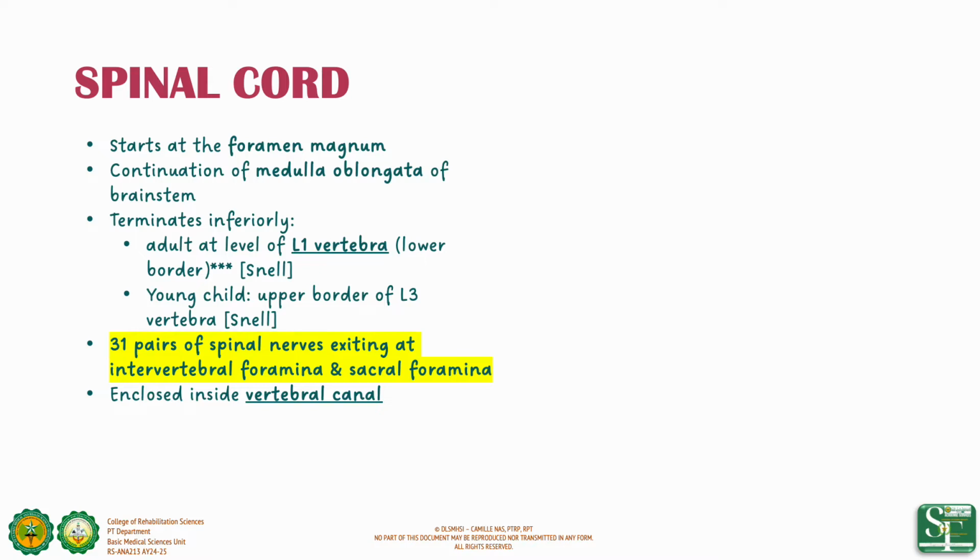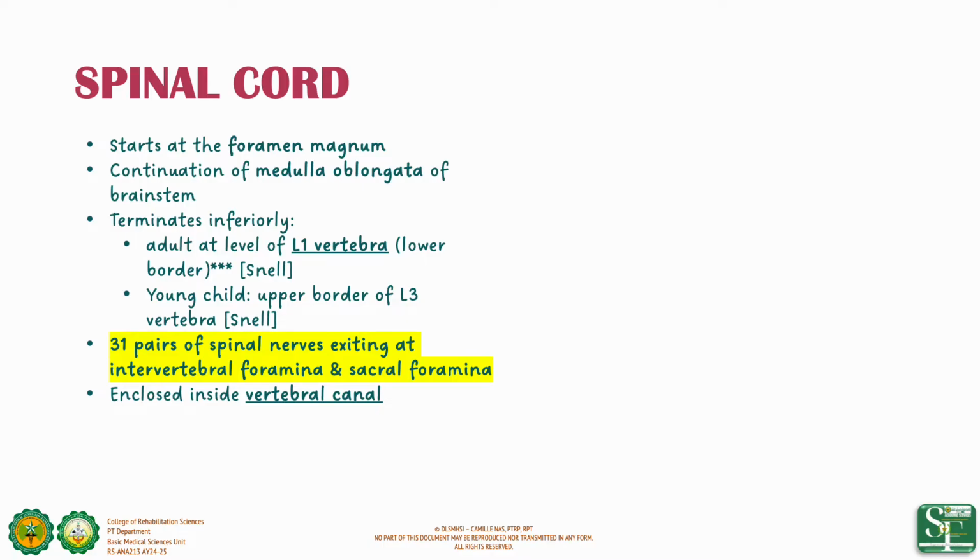Okay, now this will then terminate inferiorly according to Snell at L1 vertebra. Other books kasi L2, but let's follow Snell muna for now. L1 vertebra, end na si spinal cord. Because it will then change into what we call cauda equina. Magiging spinal nerve roots na siya, no? Cauda equina, which literally means horsetail. Kasi mukha na siyang buntot ng kabayo, no, yung cauda equina, which is the spinal nerve roots of your lumbosacral plexuses, which we will also discuss as we go along.